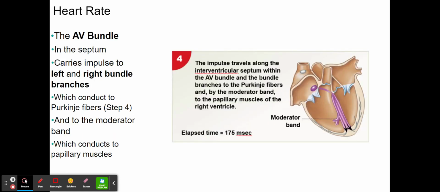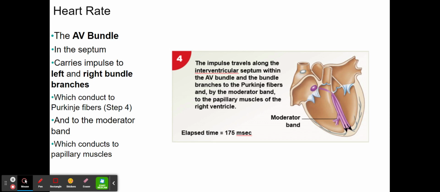The connection between the AV node and the AV bundle, also called the bundle of His, is normally the only electrical connection between the atria and the ventricles. Once an impulse enters the AV bundle, it travels into the interventricular septum and enters the right and left bundle branches. The left bundle branch, which supplies the massive left ventricle, is much larger than the right bundle branch. Both branches extend toward the apex of the heart, turn, and fan out deep to the endocardial surface.